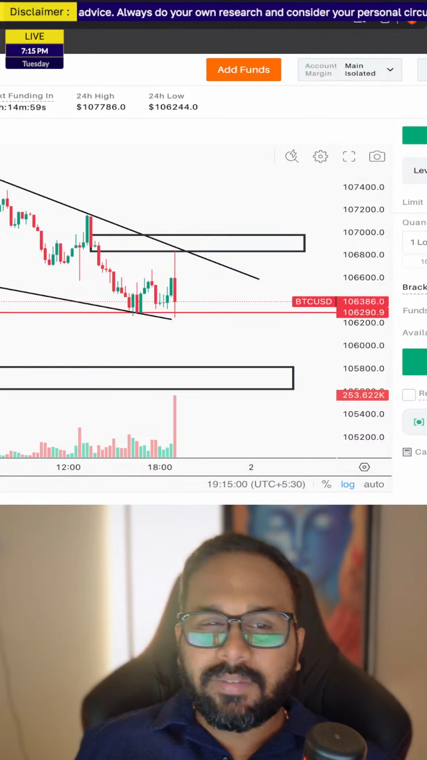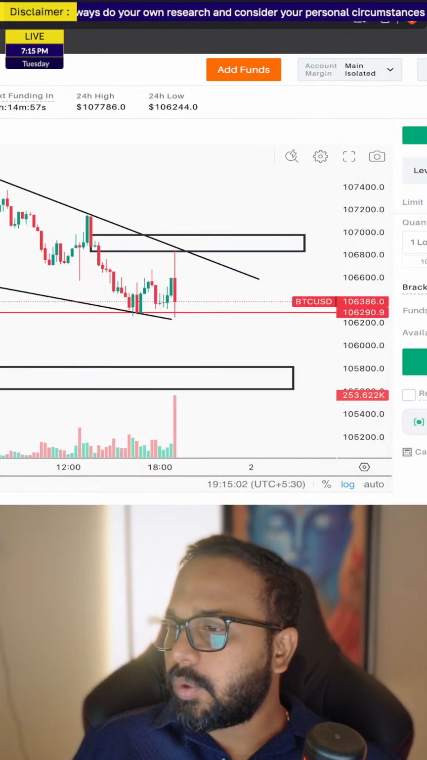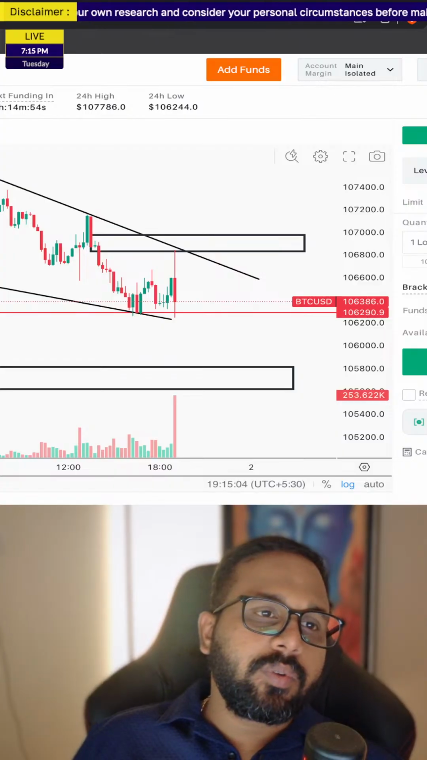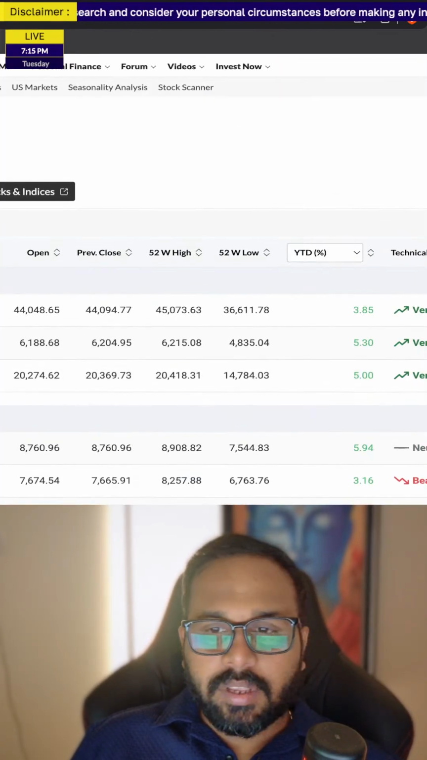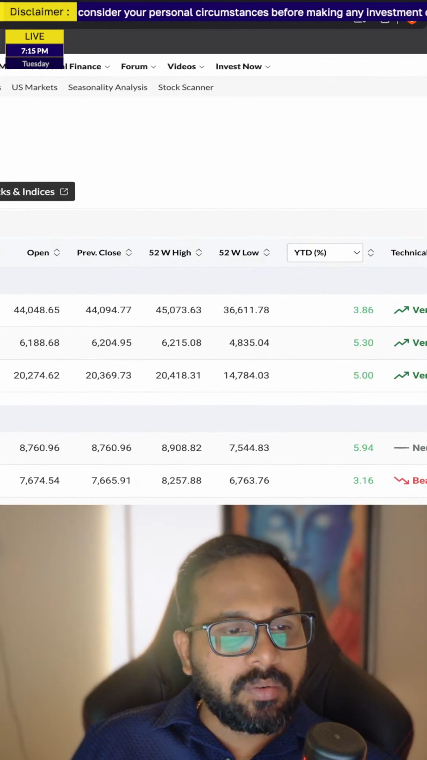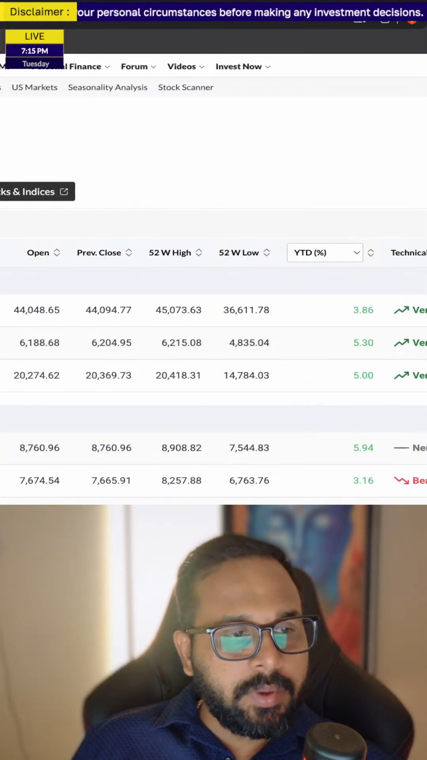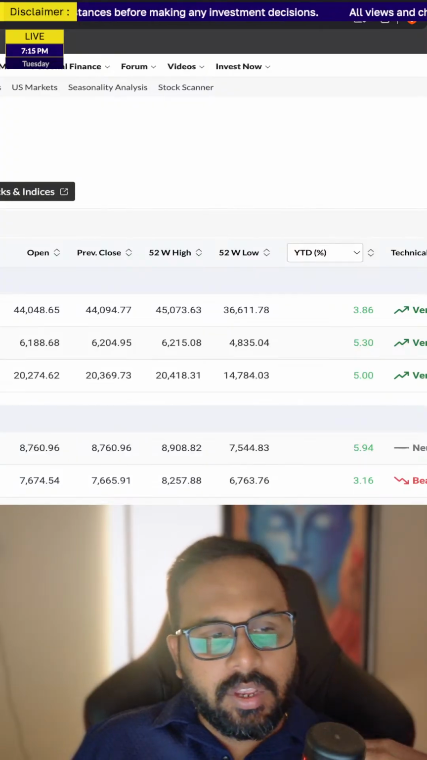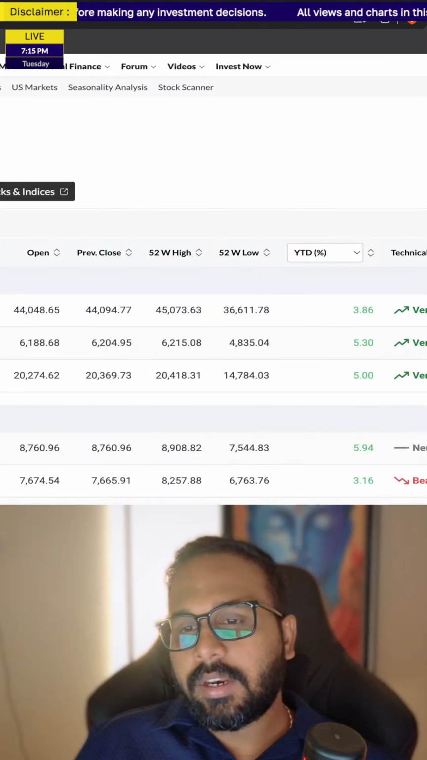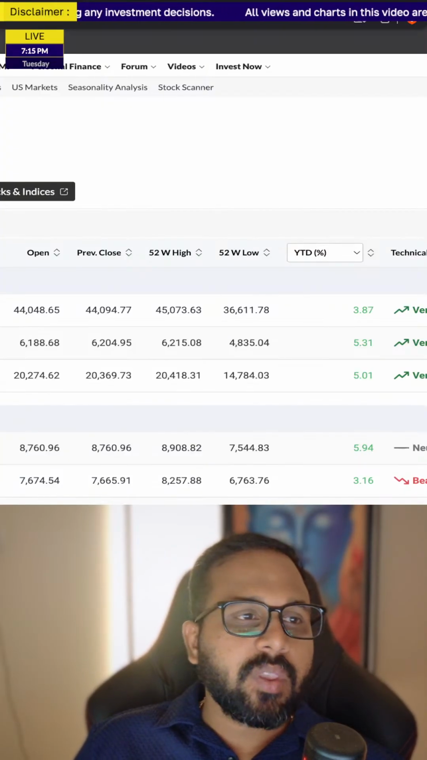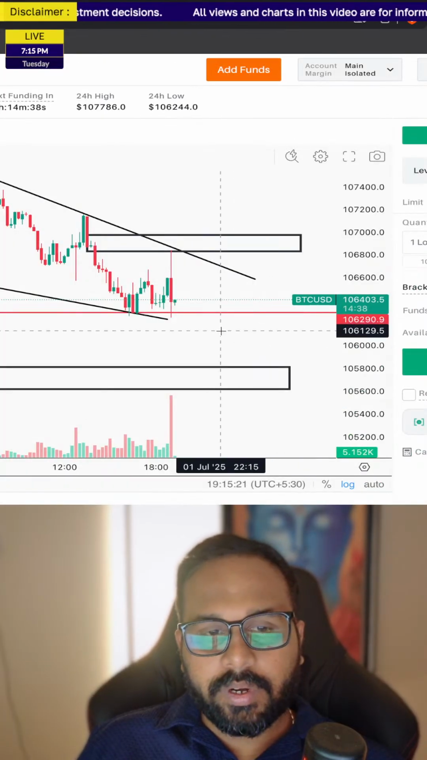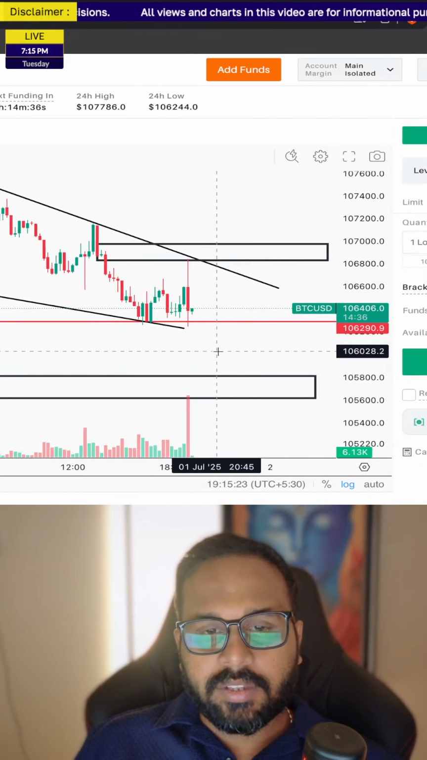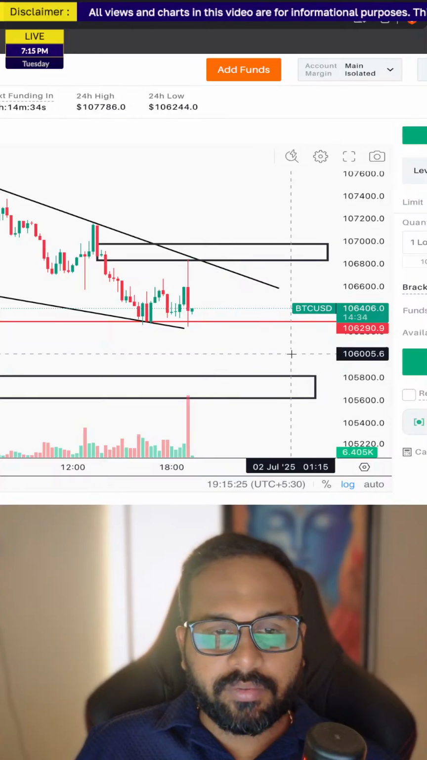US market is not giving any big clarity for me at this point of time. If you see Nasdaq and all, yes, it has opened with a gap down. S&P 500 is bearish. Dow Jones, which was kind of bearish, has become neutral. So indecision is there. If there is any proper setup, we will look into it. Apart from that, let's not forcefully jump into any kind of trade.